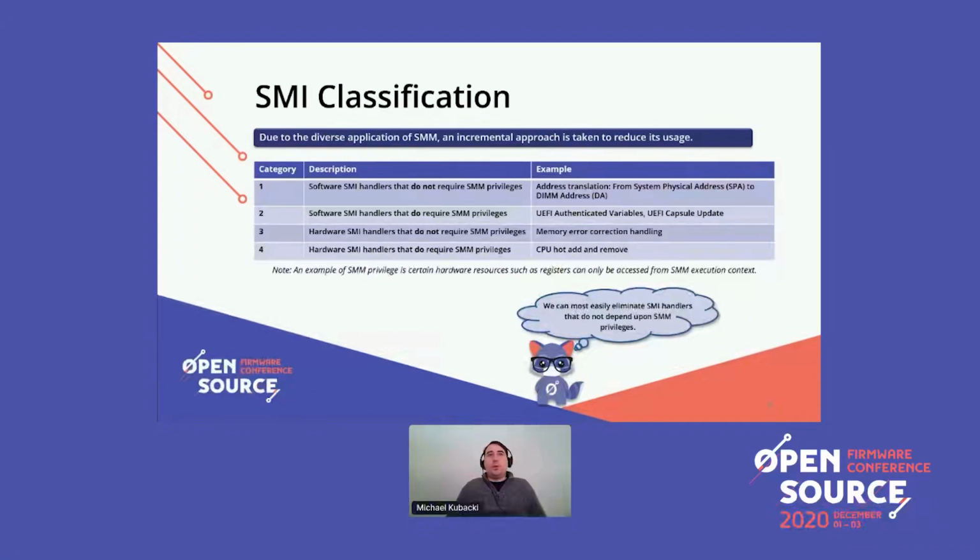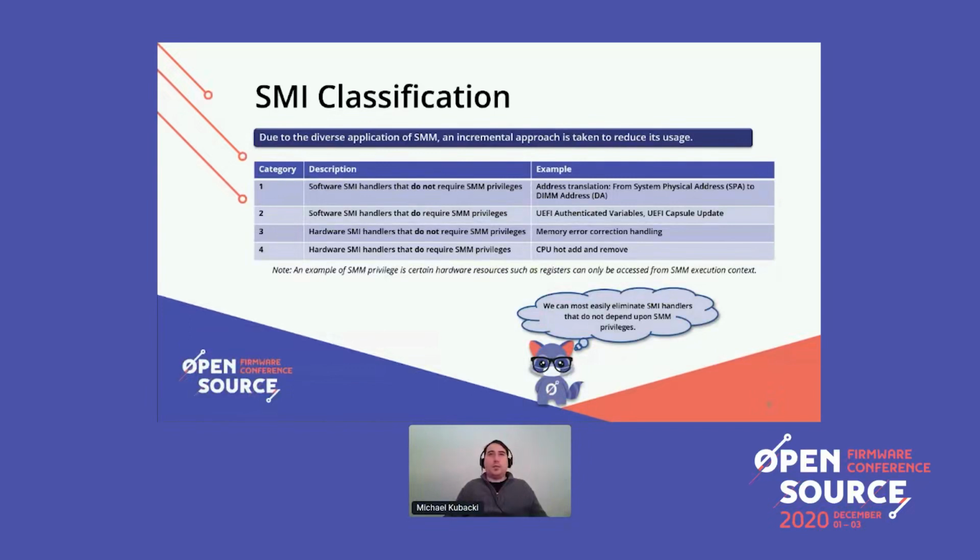Category 3 code are hardware SMI handlers that do not require SMM privileges. An example here is memory error correction handling. If you have a memory error that might trigger an SMI, you would go into that SMI to be able to resolve the memory error.